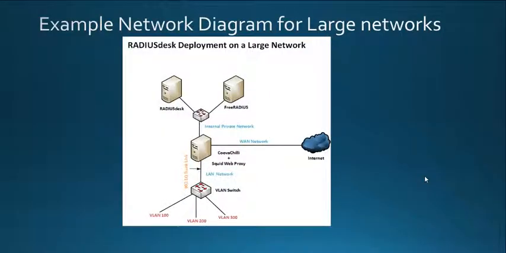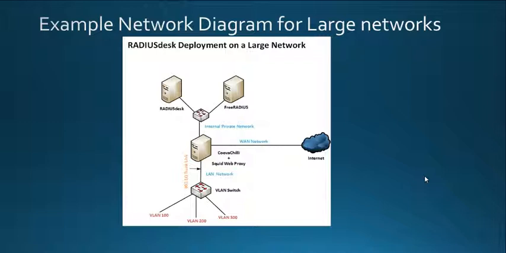This is a common deployment I've seen where you have an internal private network that connects your CoovaChilli Squid proxy to a RADIUSdesk system and a FreeRADIUS server. You can still go ahead and separate the servers running CoovaChilli and the Squid proxy. So what you're now saying is everything is dedicated to its own process, and you can decide to scale based on the system utilization of any of the services.